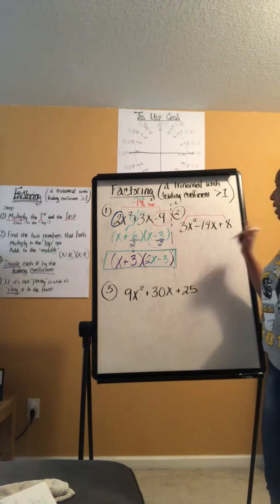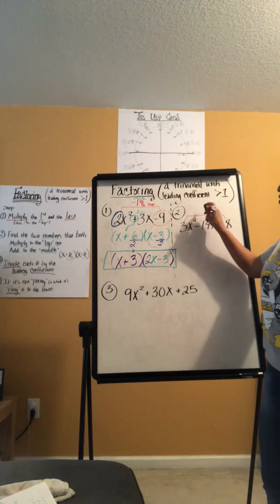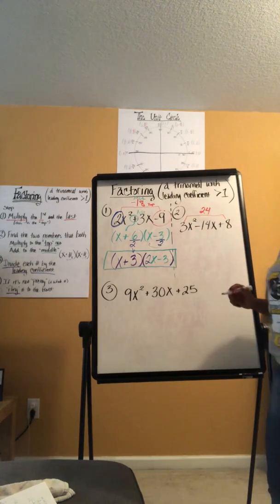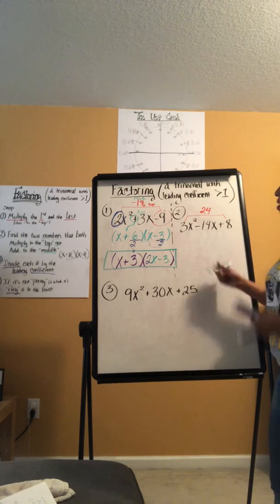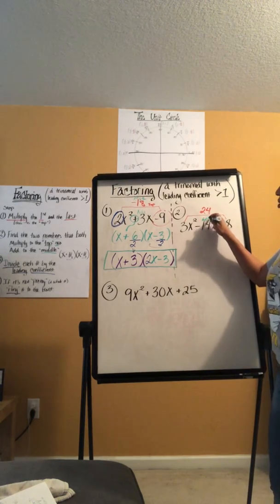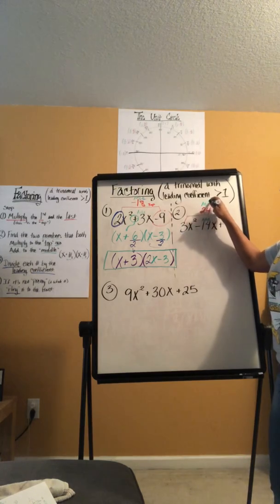All right, 3 times 8 gives me 24. So this is my number on top. All right, so I'm on to step 2 now. I want to find the numbers that add to the middle still, but now multiply to the top.